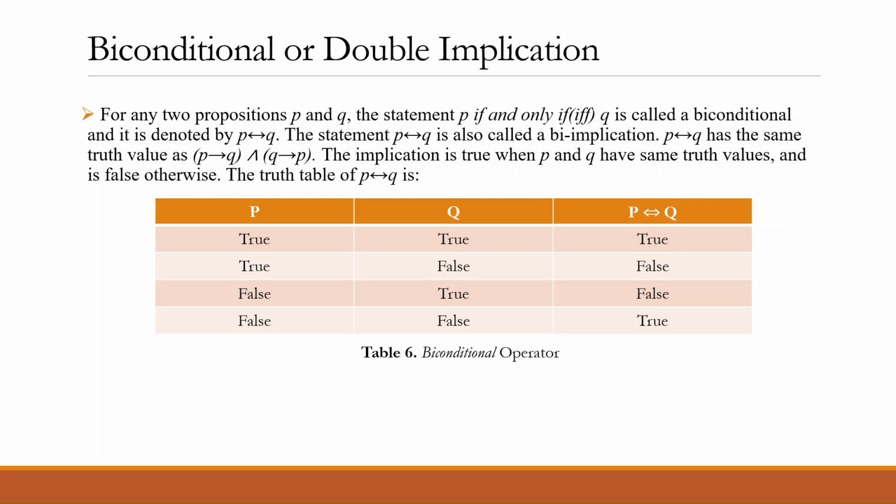P bi-implication Q has the same truth value as P implies Q and Q implies P. The implication is true when P and Q have the same truth values and is false otherwise. The truth table for this operator is this one. So basically the result is true when both propositions have the same truth value, so when both are true or both are false.